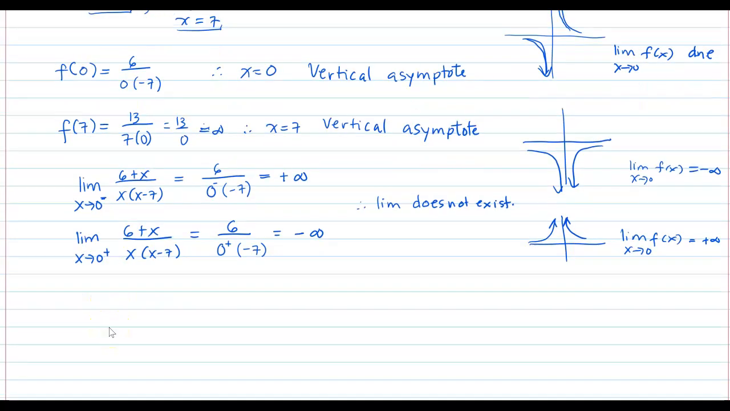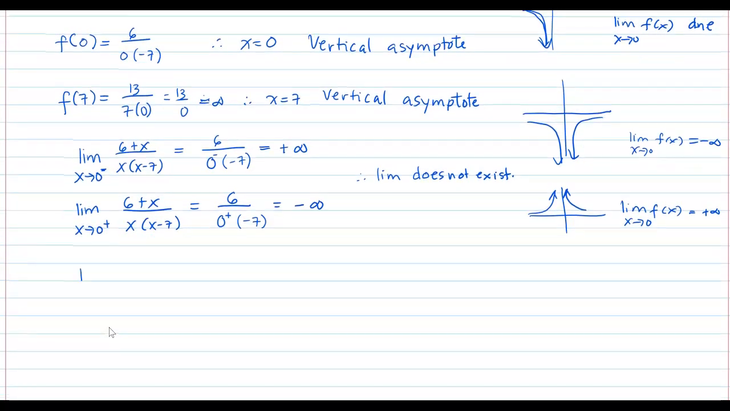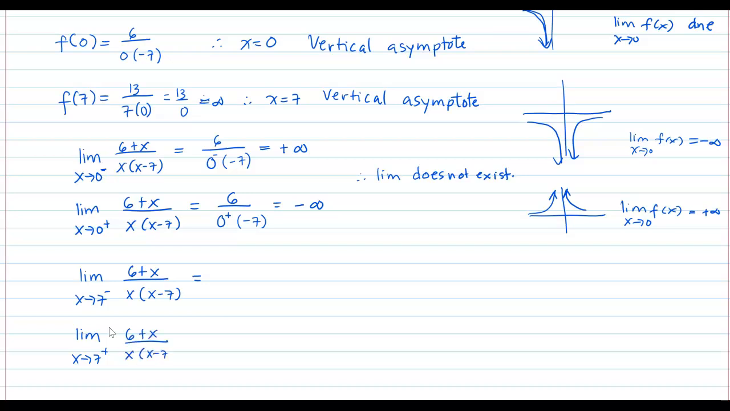Now let's consider x equals 7. Let's take a look at the limit of that function, 6 plus x, as x approaches 7 from the left. You have x minus 7. And then also evaluate the function as x approaches 7 from the right. 6 plus x over x times x minus 7. Now you plug in values. So numerator, 6 plus 7 is 13.